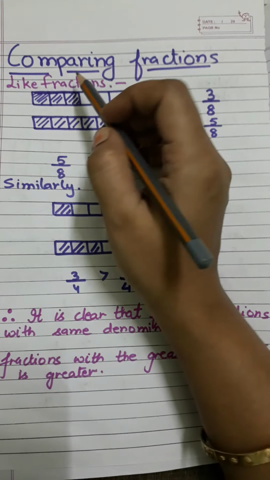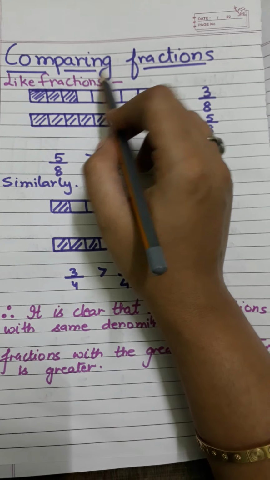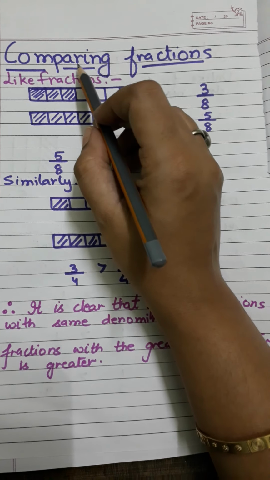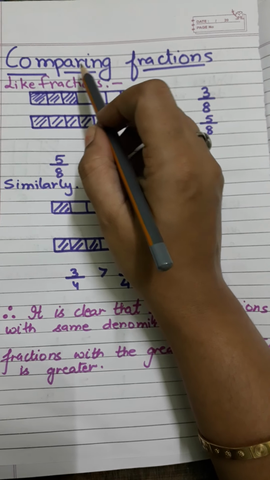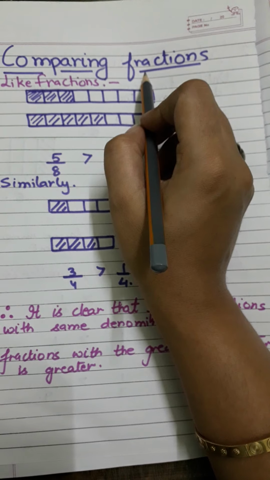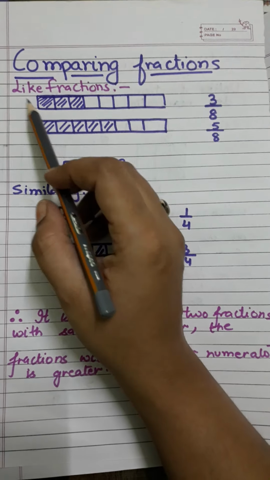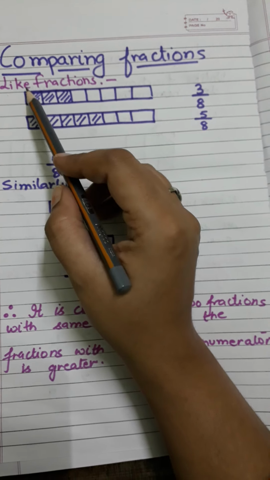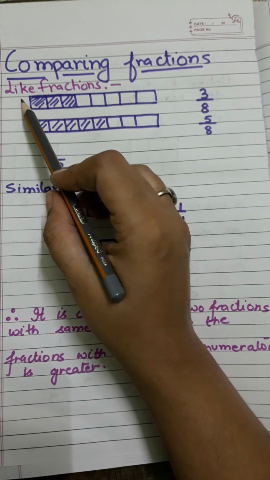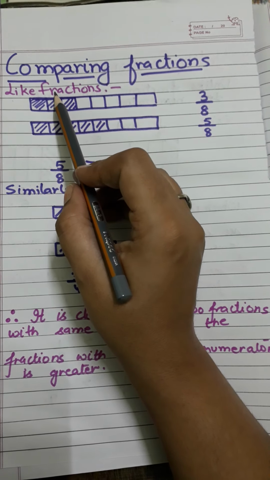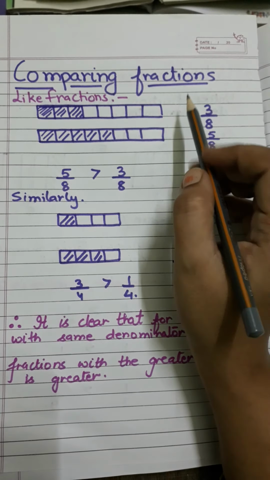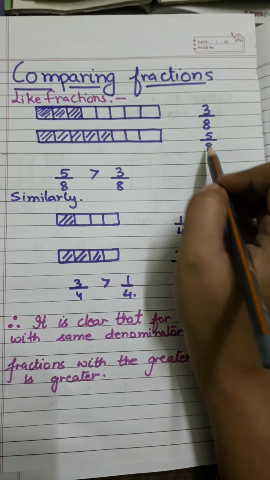Hello children. Our next topic is comparing fractions. Comparing fractions means we have to compare the given fractions to find which is greater or which is lesser. Now first of all, let us take the example of like fractions. What are like fractions? Like fractions are fractions which have the same denominator.